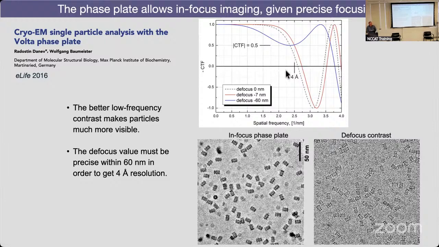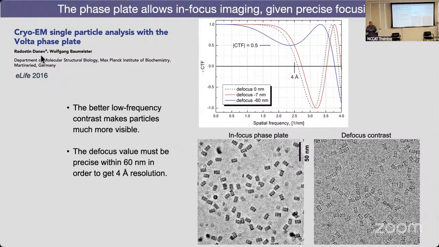But this is glorious, and this is what an image looks like. You can actually see your protein, whereas this is the usual defocus contrast where you can see the high resolution details of the protein, but there's not a lot of low frequency signal. So the phase plate is a wonderful thing.